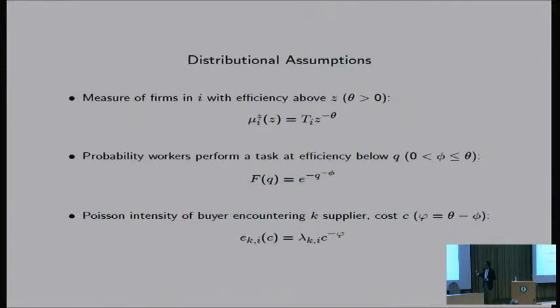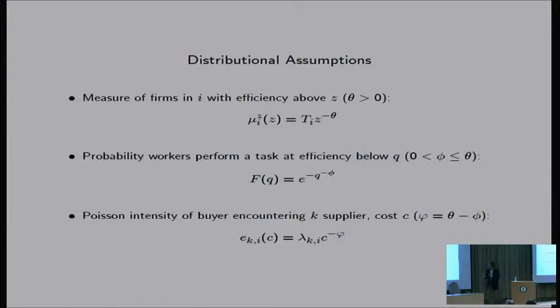The second distributional assumption is on the probability distribution for the efficiency of labor, which is idiosyncratic. It's the efficiency of labor at a given task at a given firm. That has this Fréchet form here, where the parameter phi is going to be less than or equal to the parameter theta. And then finally, there's the Poisson intensity with which a buyer encounters a firm selling an input that could perform task K for that firm.